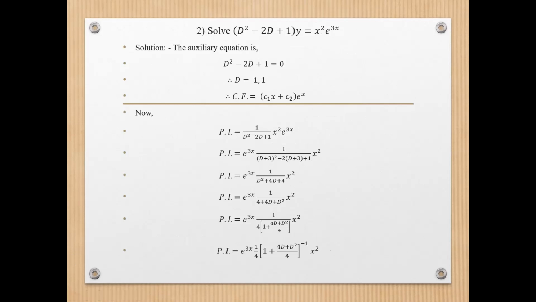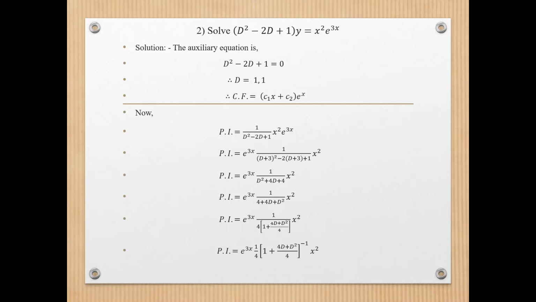See here, solve D cube minus D square minus 2D plus 1, y is equal to x square into e raised to 3x. We have to find the solution of this equation. It means we have to first find a complementary function, and then we have to find a particular integral. Let us first find the complementary function.